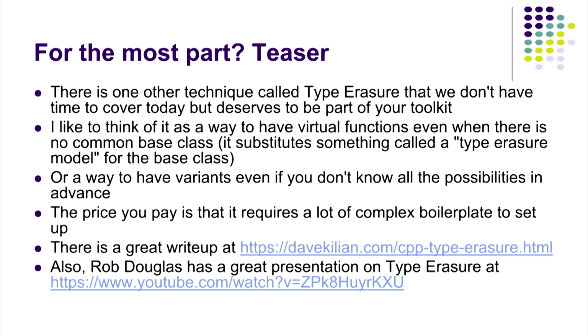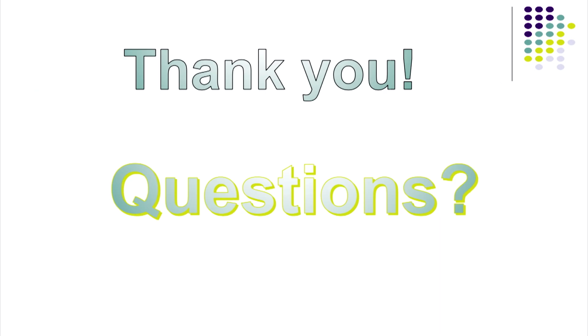Now, I said for the most part, well, I did miss one, which is a technique called type erasure. We don't have time to cover it today, but it does deserve to be part of your toolkit. And depending on my mood, I think of it either as virtual functions with no base class or variants, even if you don't know all the types. But it requires a lot of complex boilerplate. So here's a great article, and here's a great talk by Rob Douglas on it. So thank you very much, and I think we have time for a few questions.